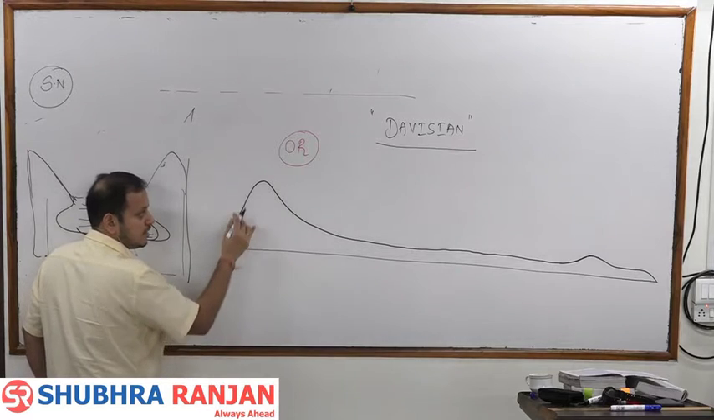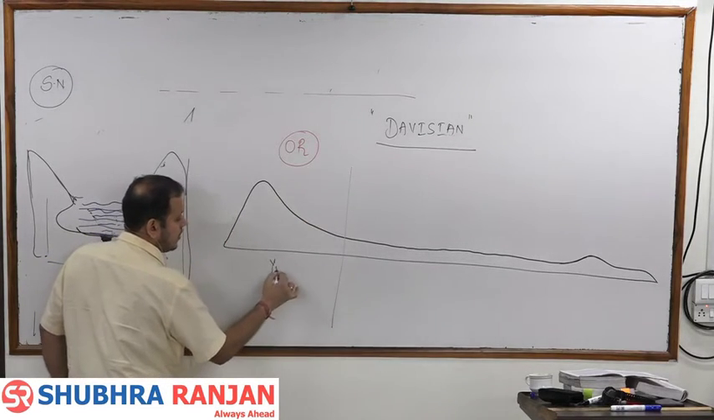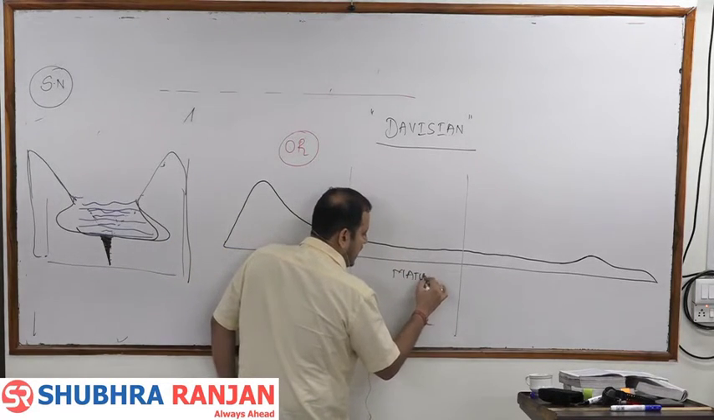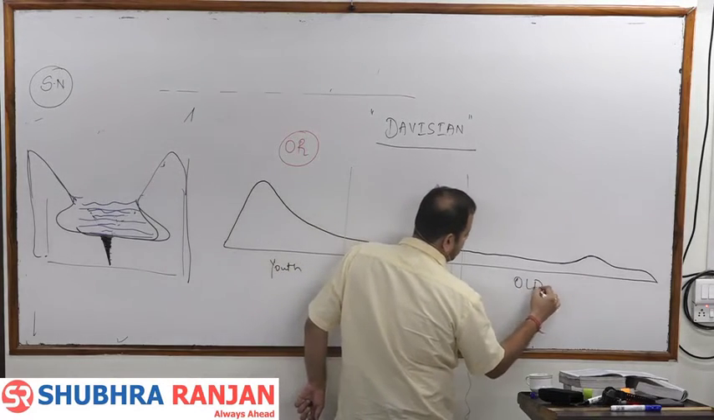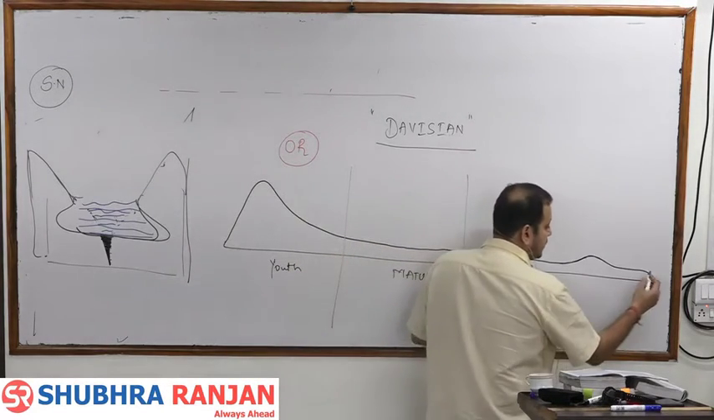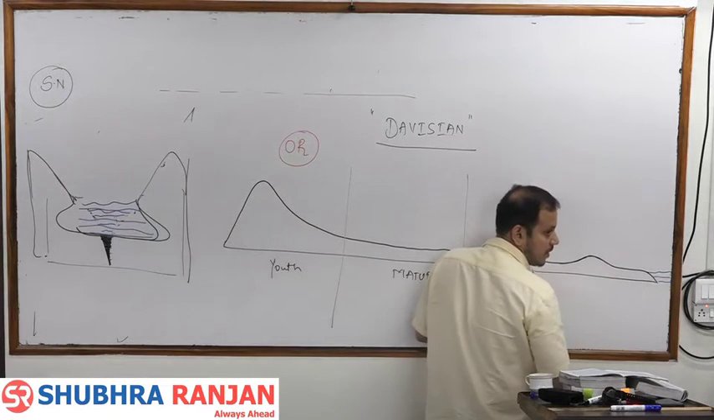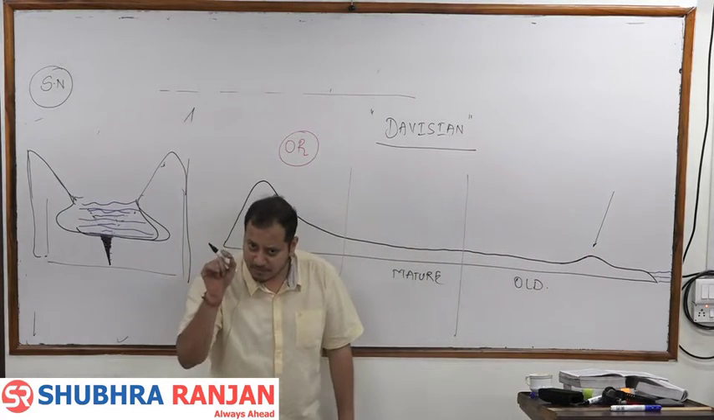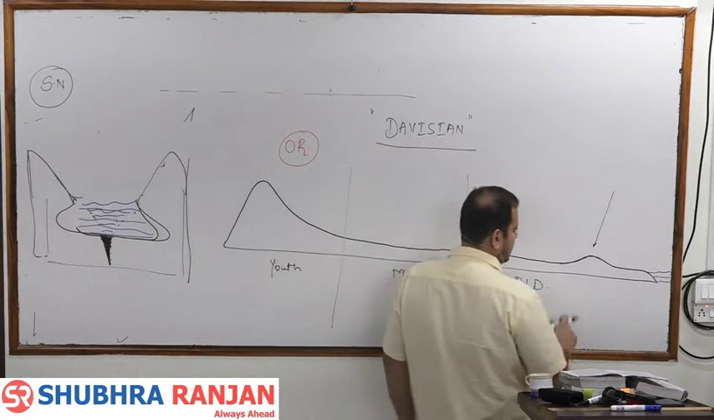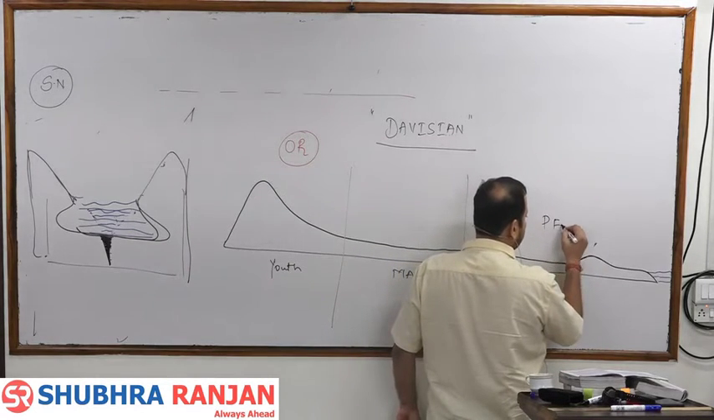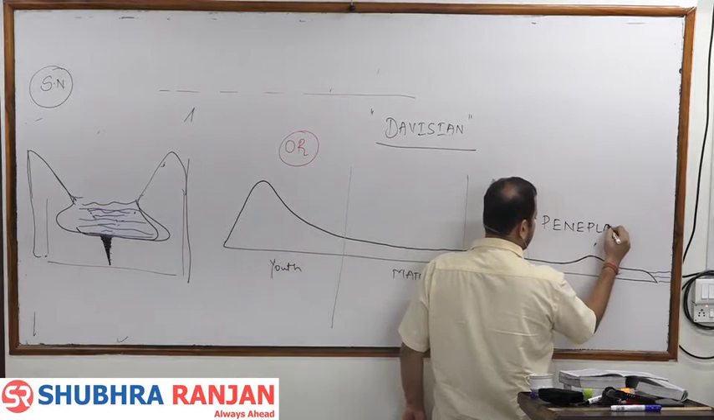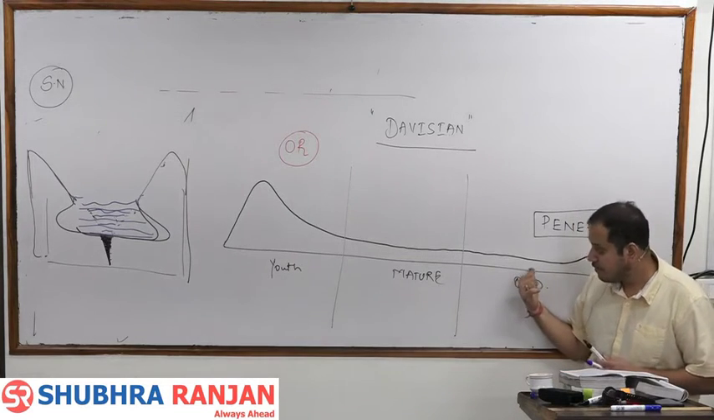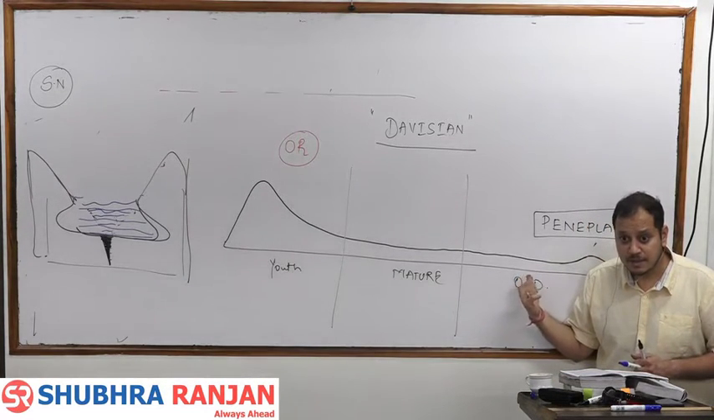Initially there is a rise and he will call this stage youth. Then he will call the next stage mature. And the last stage old age. Where will the old age be? Old age will be near the sea level. And in old age, most of the landform will be flat, except there will be some hills. And this entire landform is known, in Davis, as peneplain. This flat landform which has been formed was called by Davis a peneplain.